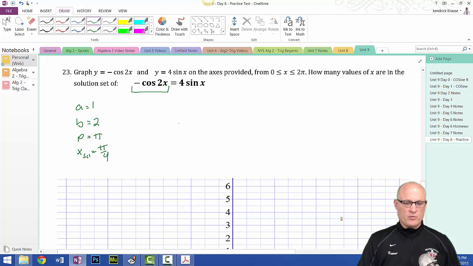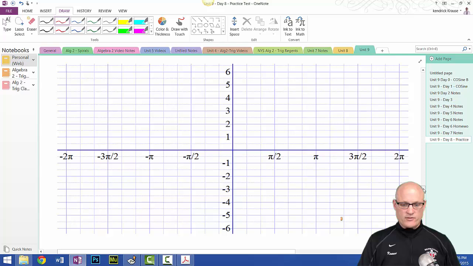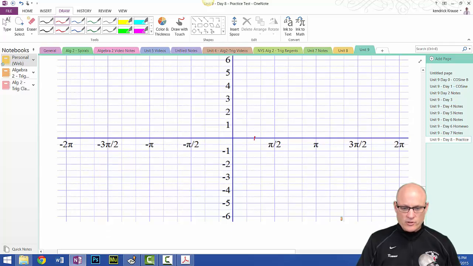Min and max is going to be 1 and negative 1. That's no big deal. Let's do this one in red. Amplitude is 4. My B is 1. So my period is 2 pi. And I can't really do the x scale for this one. So let's do the green one first. Now the green one should have scale markers at pi over 4, which is here, here, here, and here, and here, and here, and here, in between all these.